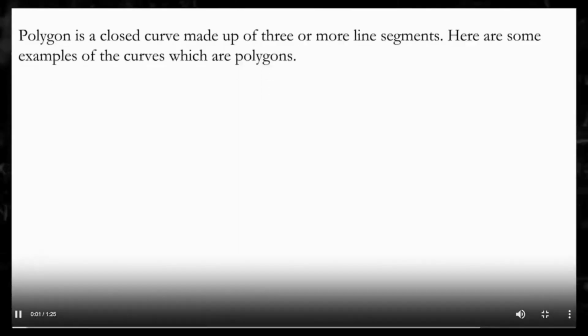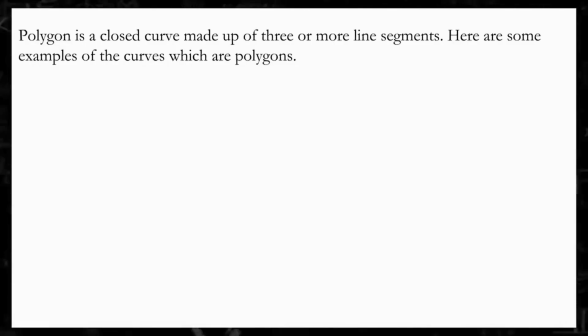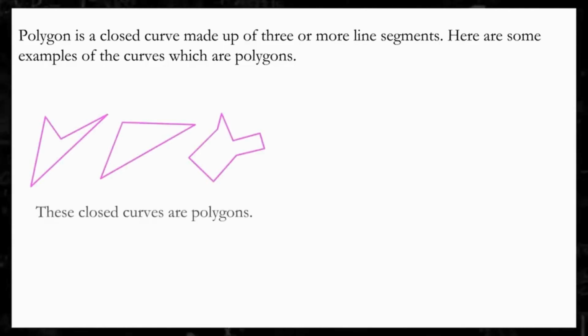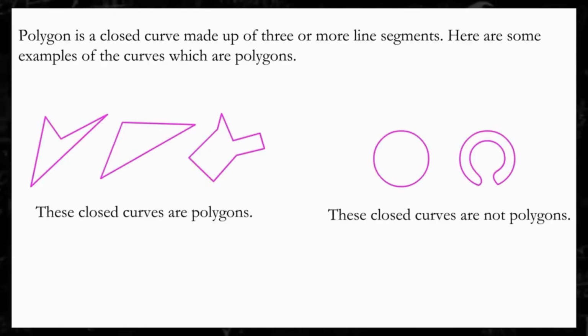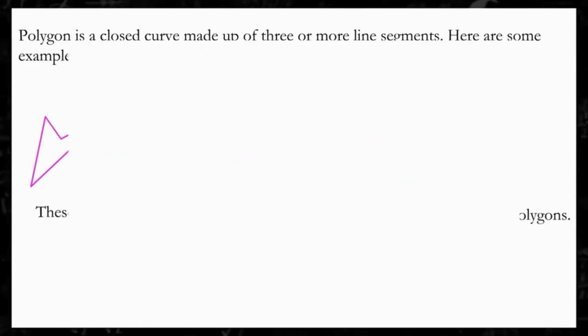Polygons. A polygon is a closed curve made up of 3 or more line segments. Here are some examples of the curves which are polygons. These closed curves are polygons. These closed curves are not polygons.